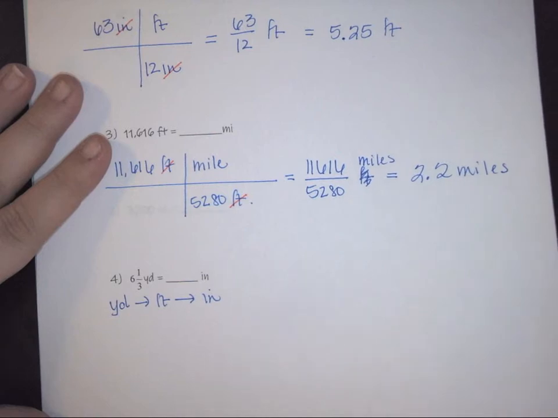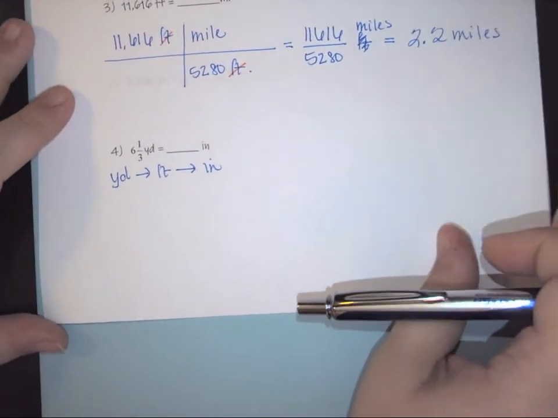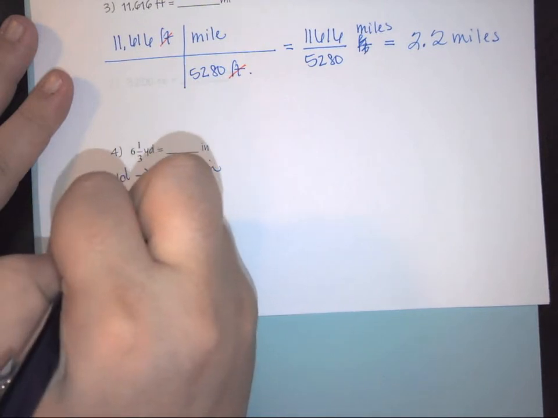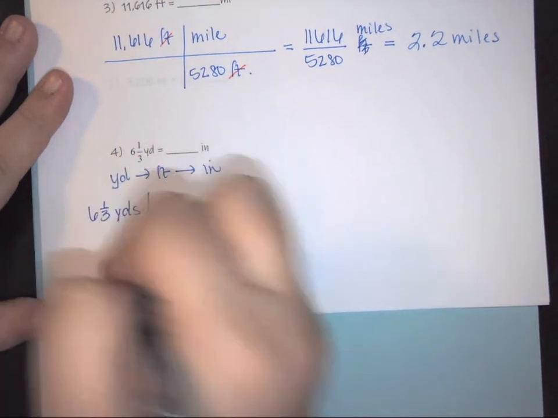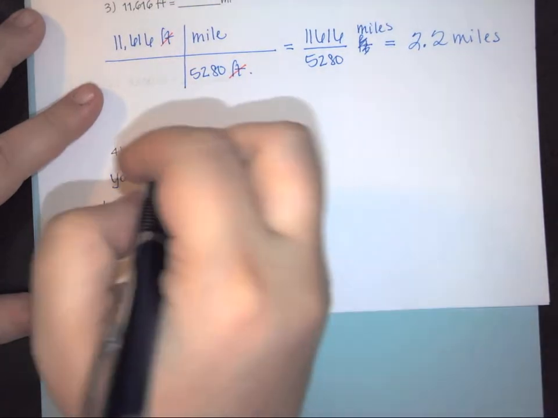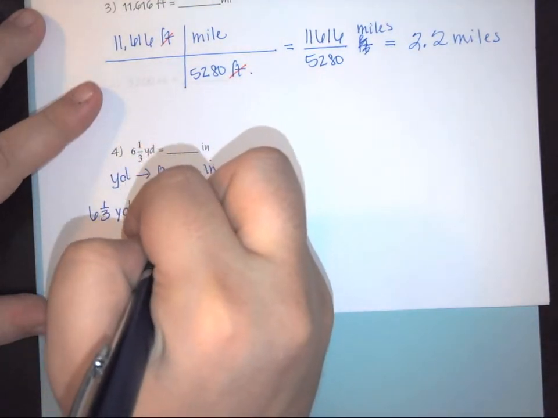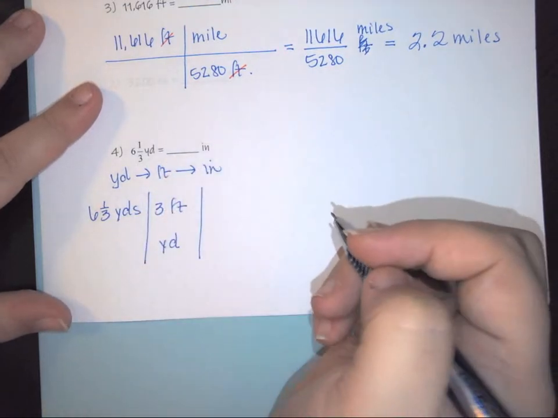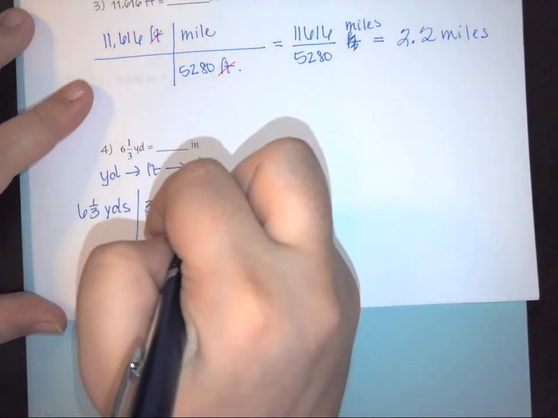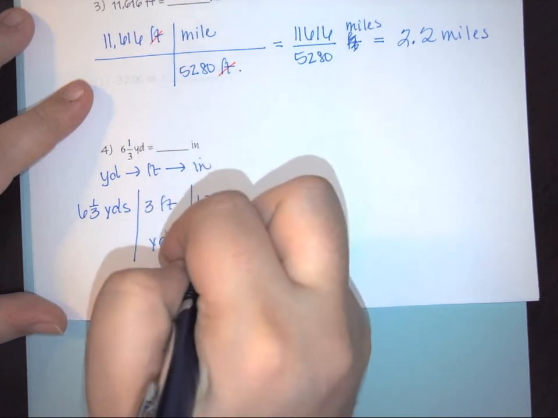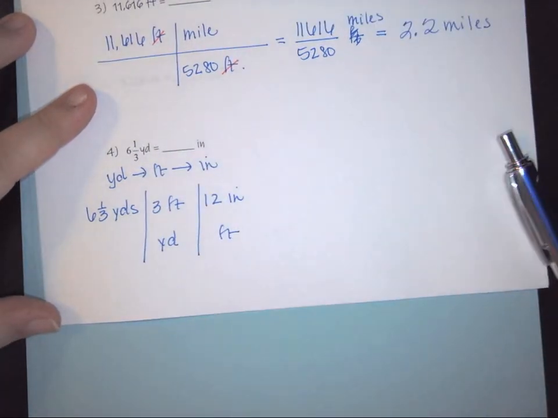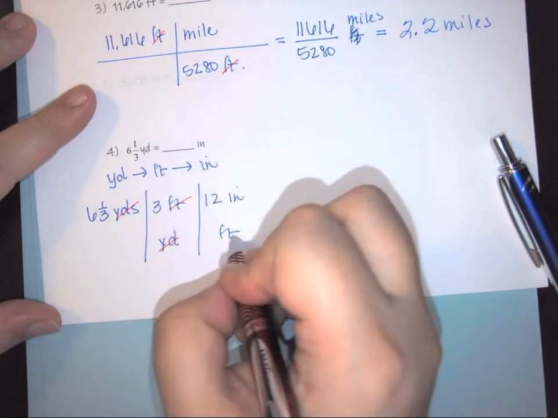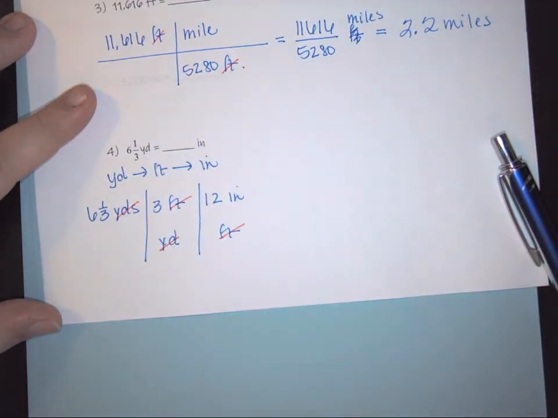So here, if we look at it, we're going to start with 6 1/3 yards. I then know that I have 3 feet per yard. And then I also know that there are 12 inches per foot. So if you look carefully, notice I have yards top to bottom, I have feet top to bottom, and it leaves me with inches in the end.